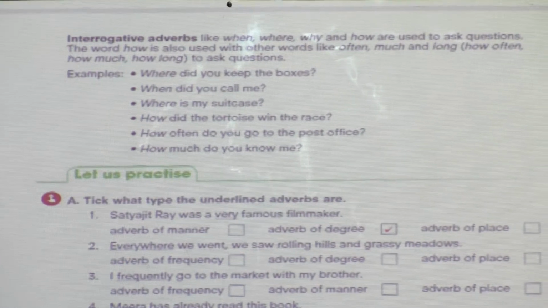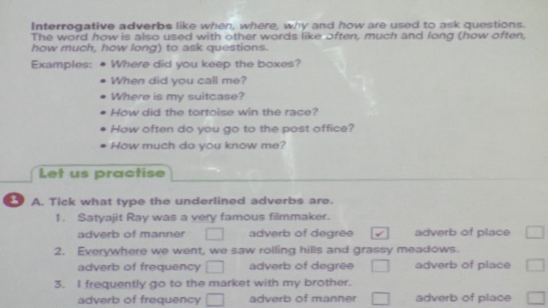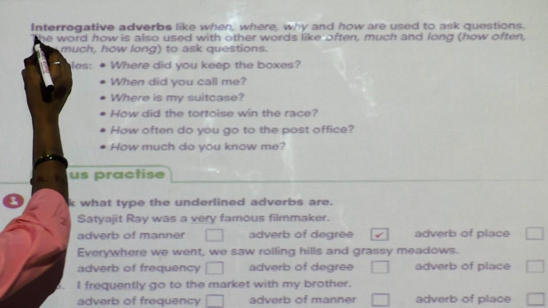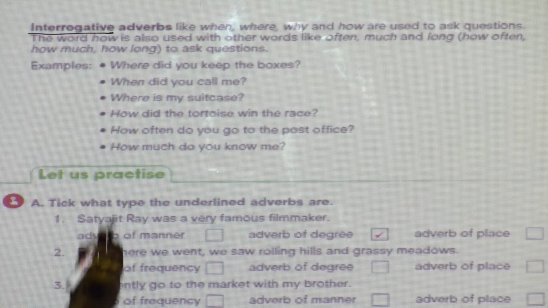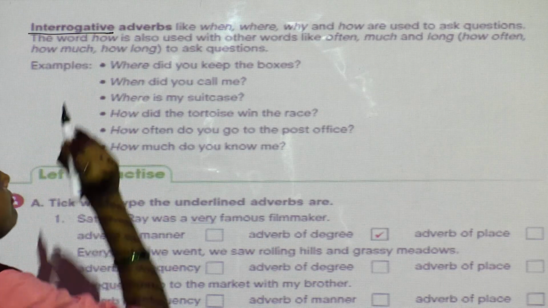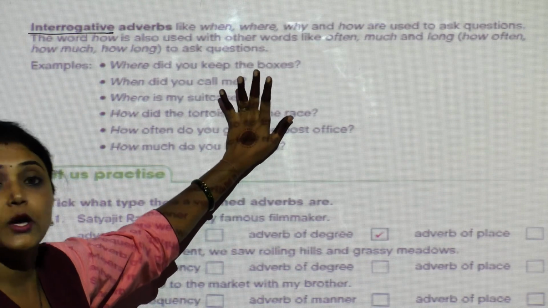Interrogative adverbs. Now see students, interrogative. As we all know, interrogation means to ask questions. Interrogative, if it comes, it is very simple form. Interrogate means to ask questions. Suppose a criminal, the police arrest a CBI person, they interrogate. Interrogate means to ask questions. So interrogative adverbs always end with a question mark and always ask questions.